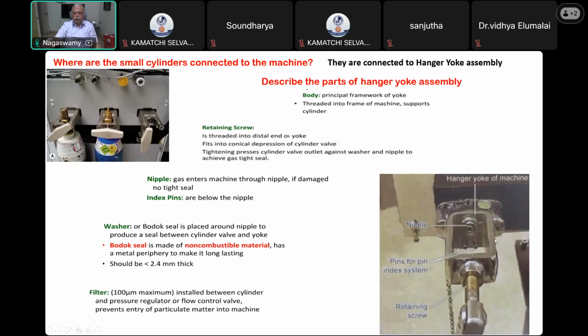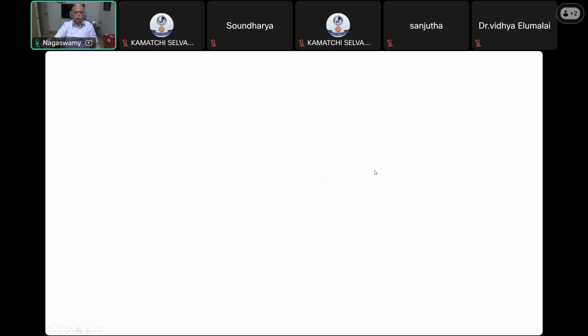So this is a close-up picture. You can see this is the main body. Then this is the nipple. This is the bodok seal has been removed here. It is not fixed there. These are the 2 pins, and this is the retaining screw. So remember, body, retaining screw, nipple covered by the washer, and filter. So these are all the parts of hanger yoke assembly.